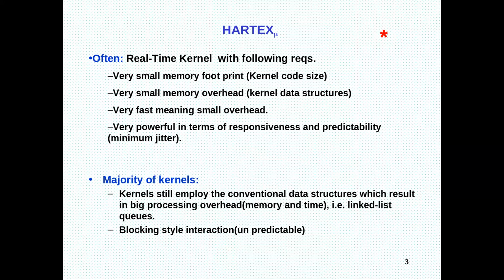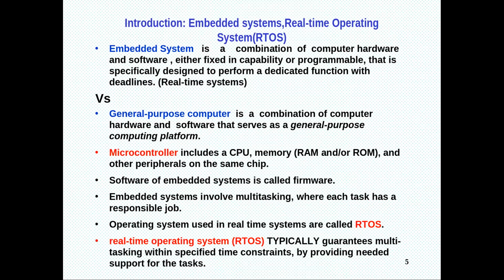Kernels still employ conventional data structures, which result in big processing overhead. What is the disadvantage of going for larger data structures? They lose in terms of performance, and of course the cost of the hardware might increase, because costlier hardware is required to accommodate such data-structure-heavy operating systems. Let's not look into that.